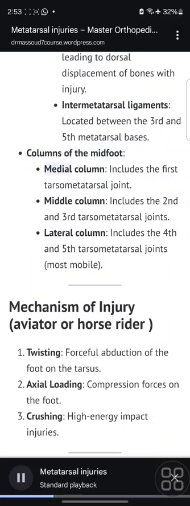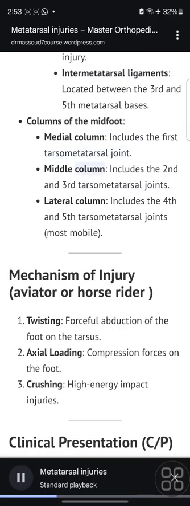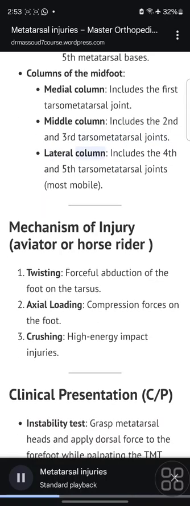Columns of the midfoot. Medial column includes the first tarsometatarsal joint. Middle column includes the second and third tarsometatarsal joints. Lateral column includes the fourth and fifth tarsometatarsal joints, most mobile.